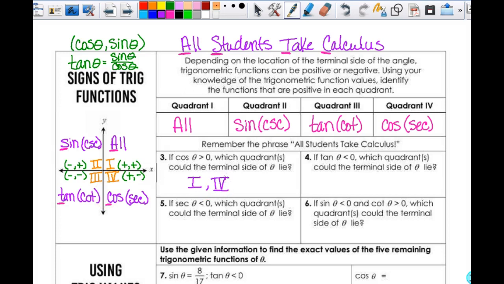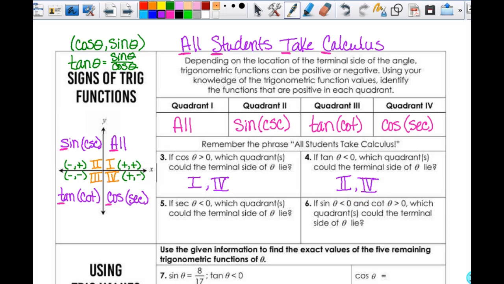So it says if tangent theta is less than 0, so if tangent is negative, which quadrant or quadrants could the terminal side of theta lie? If tangent is negative, well, they're all positive here, and tangent's positive here. So these are the two quadrants where tangent would be negative. That would be quadrant 2 and 4.